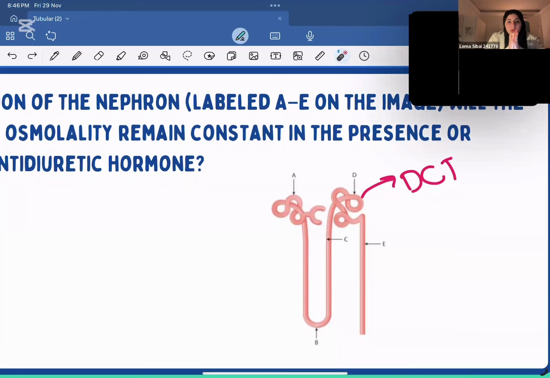So just to repeat, I want you guys to really understand this. The proximal tubule is not affected by hormones. No matter what, the proximal tubule will always reabsorb 60 to 70% of sodium and water, whether or not a hormone is there. But the distal convoluted tubule is affected by hormones. It is affected by antidiuretic hormone, which is ADH, and by aldosterone. It's the most susceptible to any kind of hormone change. And that's why we said it's regulated.